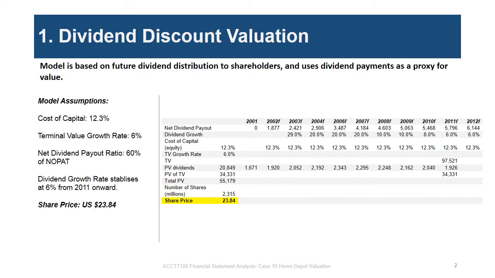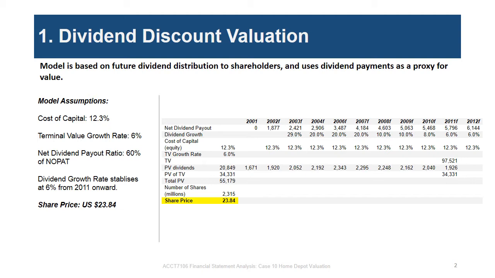The discounted dividend model is used to calculate the share price of a firm based on its net dividend payout. Furthermore, it measures the distribution of wealth to the firm's shareholders. In case of Home Depot, we extended the forecast to 2012, where the dividend growth stabilizes at a rate of 6% rather than the preliminary forecasted 10%.